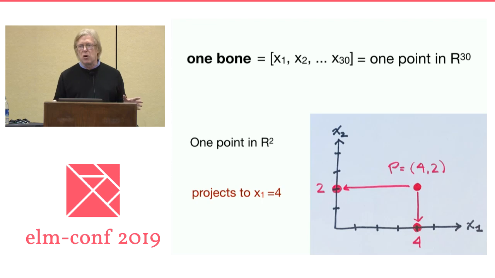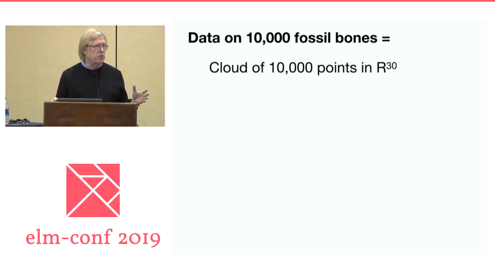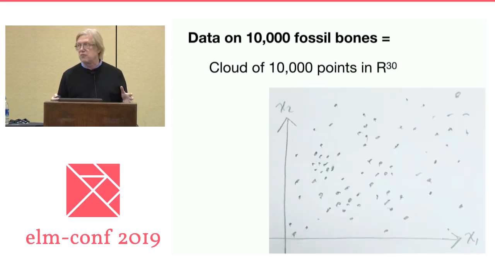OK, so that's one bone, one point in a 30-dimensional space. What if you have 10,000 bones? Well, you have 10,000 points in a 30-dimensional space. Or you have a cloud of points, if you can visualize that. Now, I am unable to visualize things in 30 dimensions, so I project them down into two dimensions.